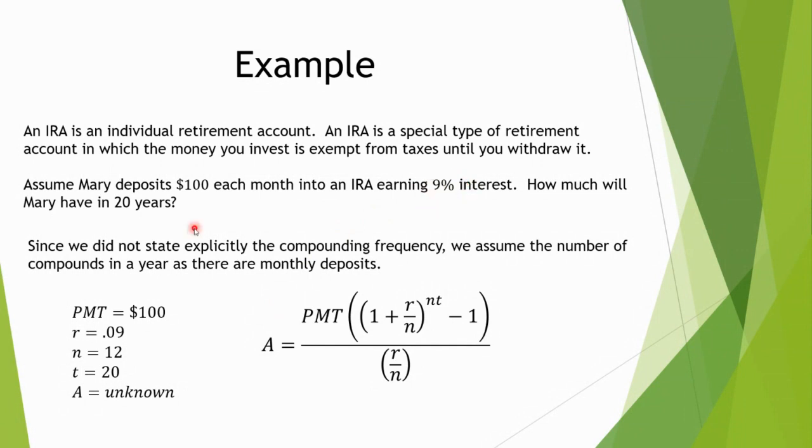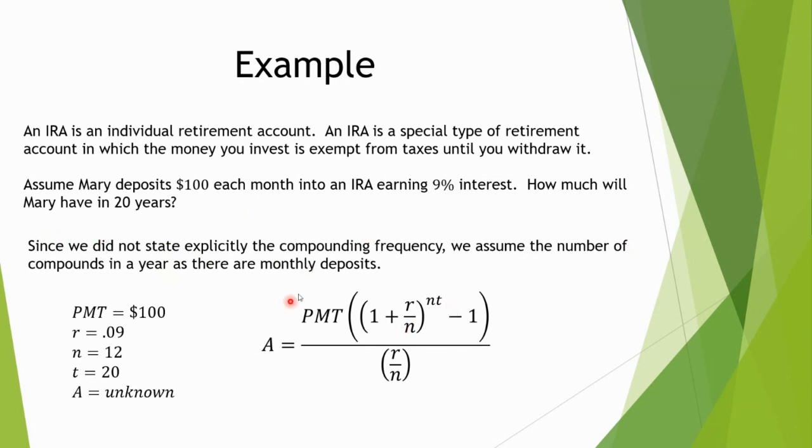So the question now is, how much is she going to have in 20 years? Now, these accounts are compounded. But notice here, it never said how often it's compounded. So we're going to assume it's compounded monthly. And why is that? Because she's making deposits each month. Although I know that explanation is right here, I felt better saying it in words.